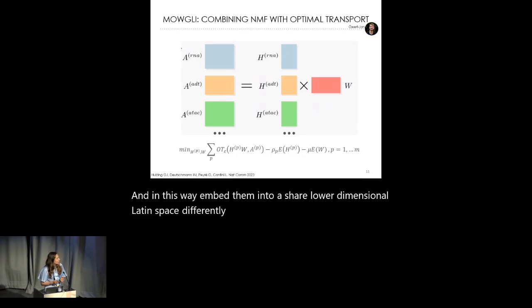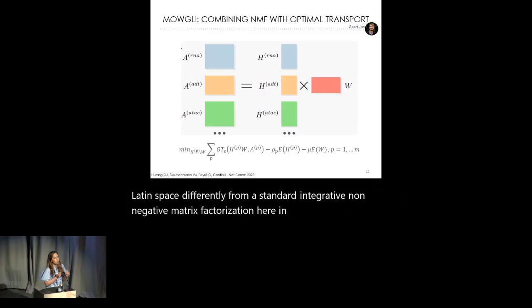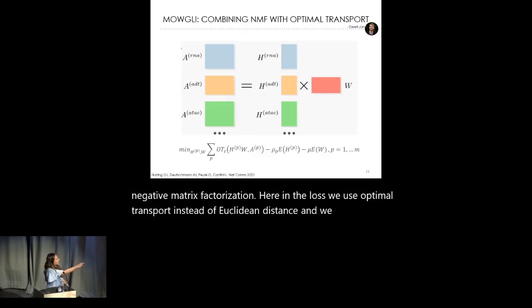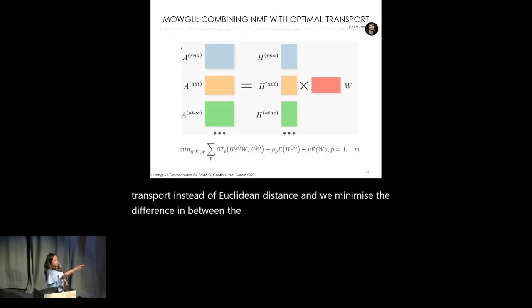Differently from a standard integrative non-negative matrix factorization, here in the loss we use optimal transport instead of Euclidean distance, and we minimize the difference in between the original matrix and the product of H times W. What can we do with it?